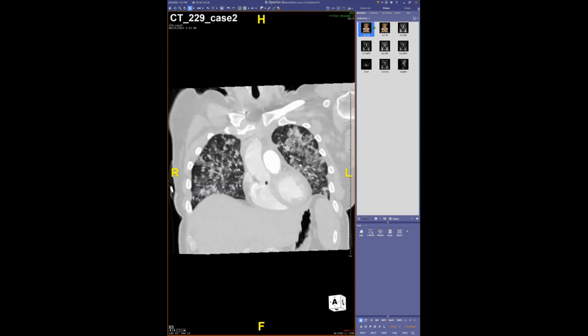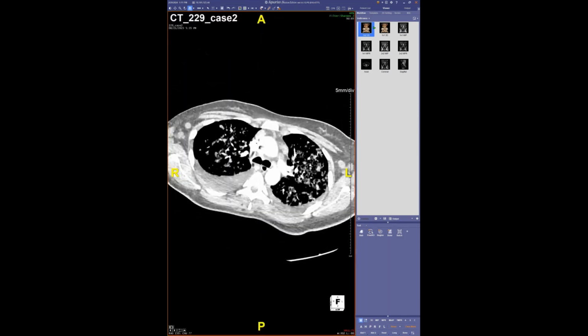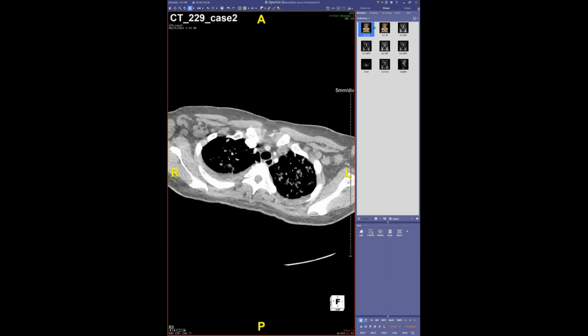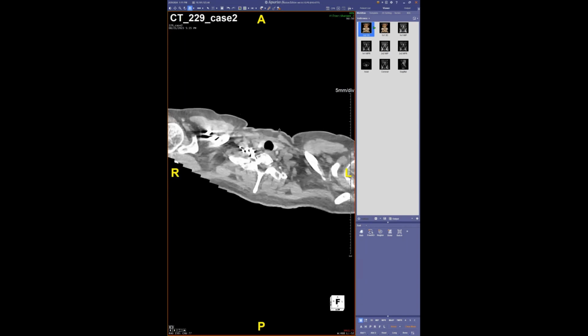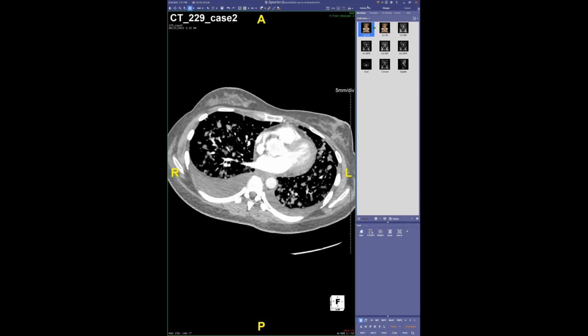Still didn't have a diagnosis. There's some effusions. Also, there's some lymphadenopathy. You can see they biopsied the lymph nodes, and it came back as just inflammatory changes. Now, interestingly, the patient came back a few months later.